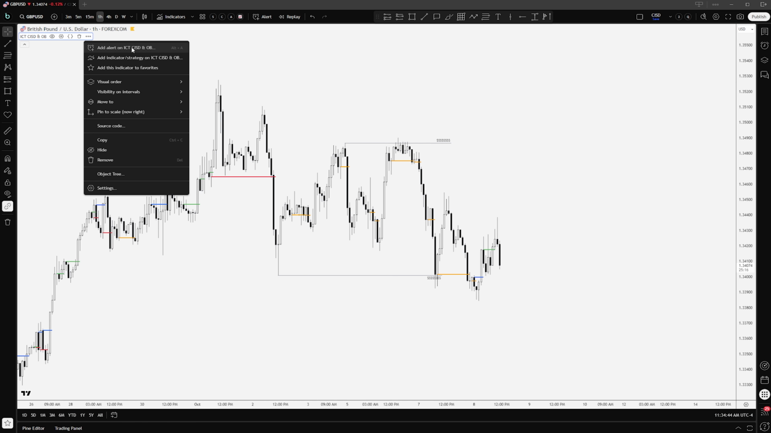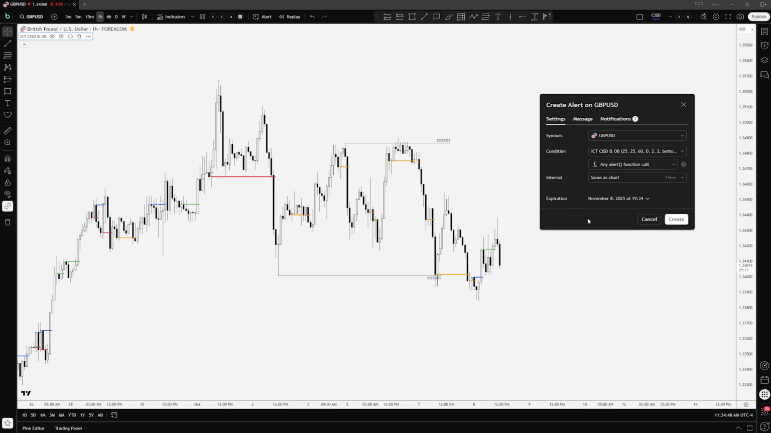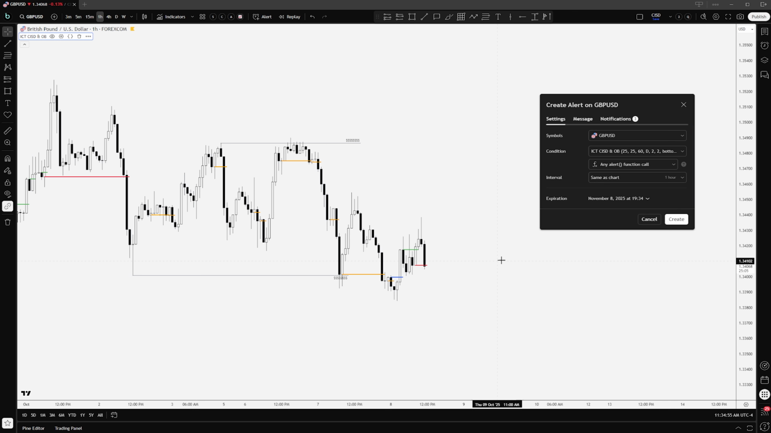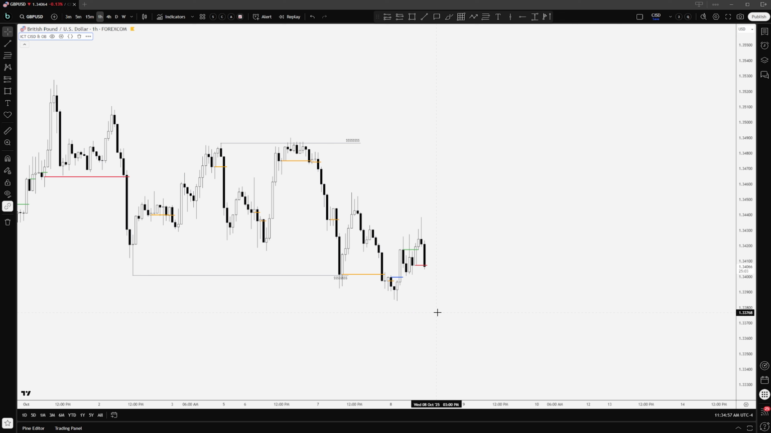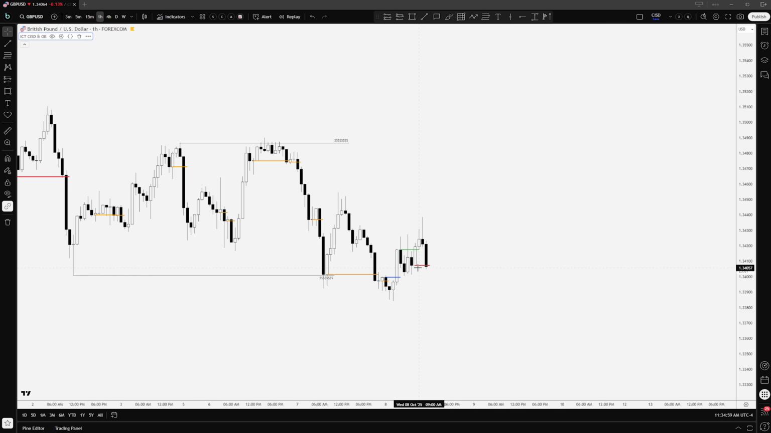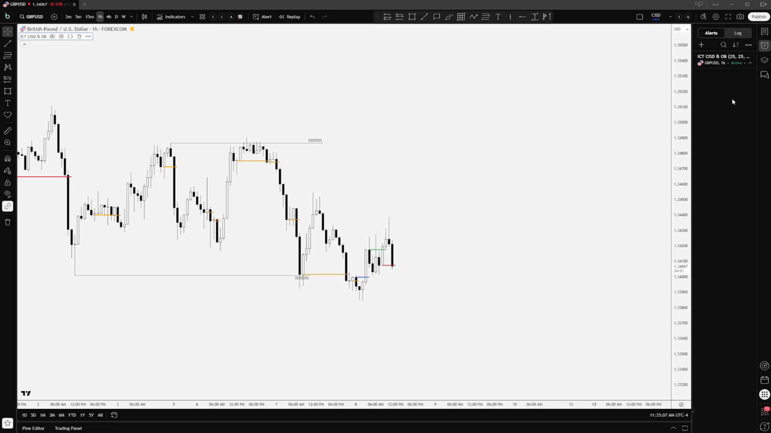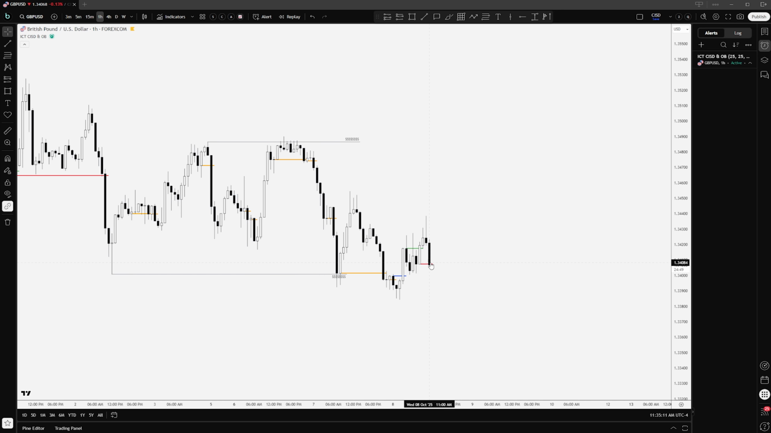And then you add alert on ICT CISD and order block. And in this case, if you set it on this time frame, which is the hourly, whenever you get any change in state of delivery or you get any order blocks, it will inform you immediately of those closures. And you can see it's already here active, waiting for that to happen. And it won't alert, it won't tell you until the candle closes in this case.